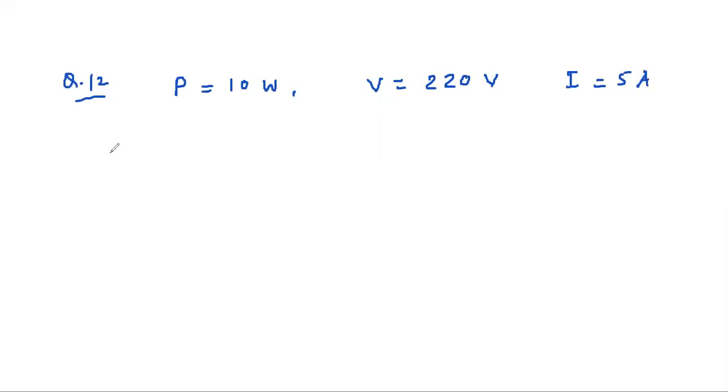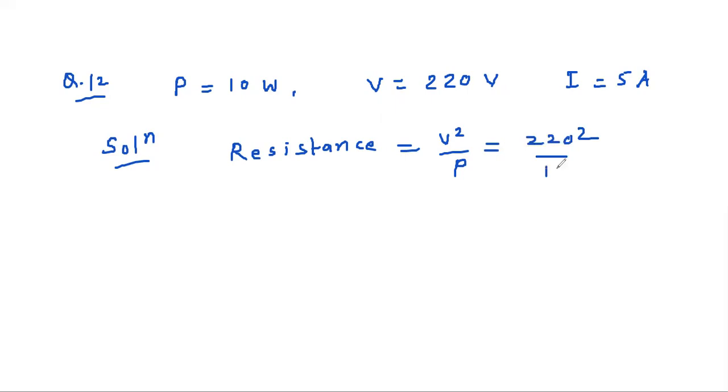So let's consider the solution. So first of all, we find resistance. So resistance will be V square upon P. We put the values 220 square divided by 10, and that will give 4840 ohm.